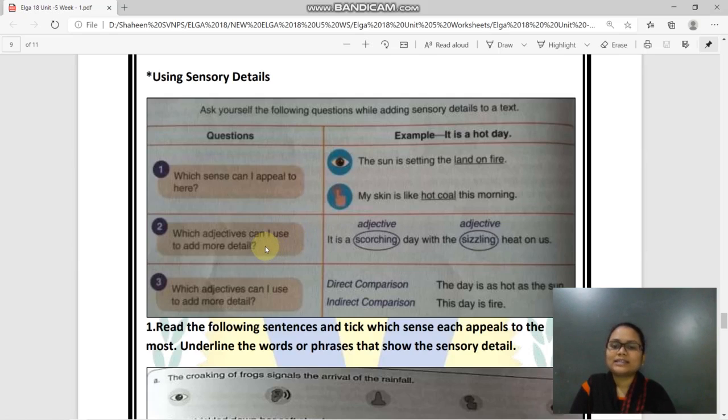Next, which adjectives can I use to add more details? Here you can see it is a scorching day with a sizzling heat on us. Scorching is an adjective. Sizzling is also an adjective. So you can observe here which adjective I can use to add more details. So adjectives are added over this, children.